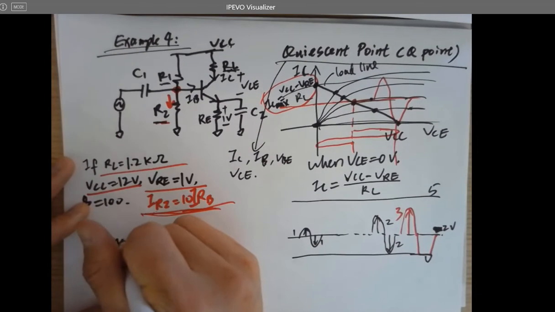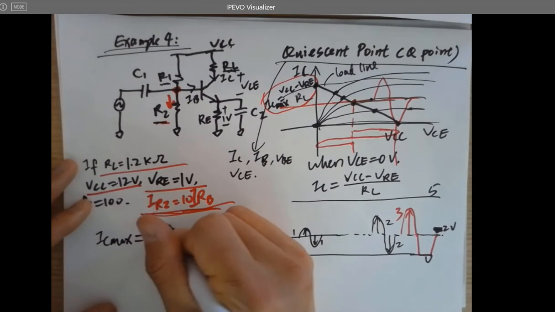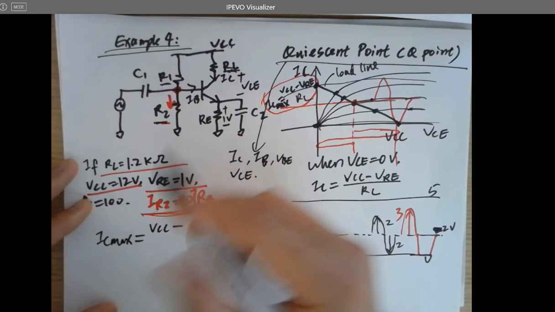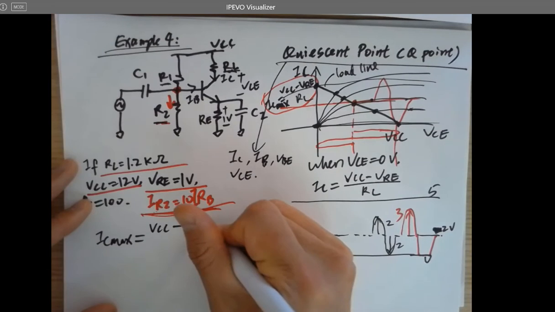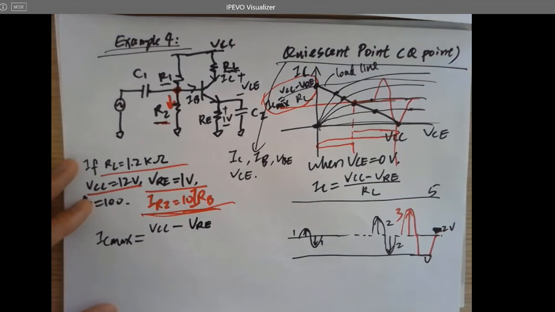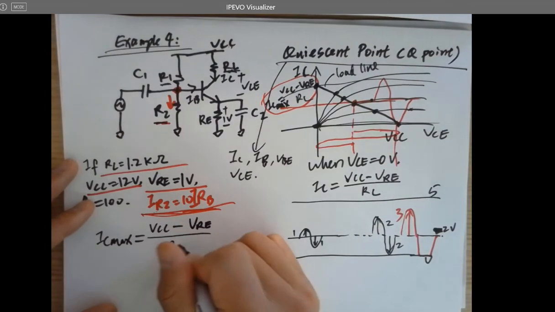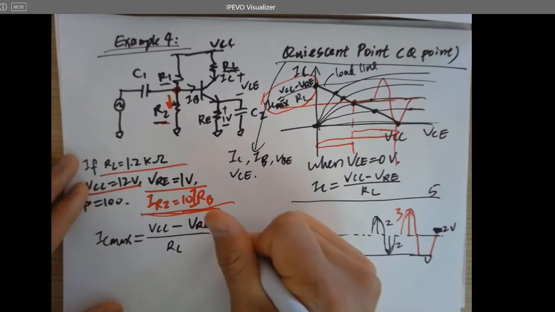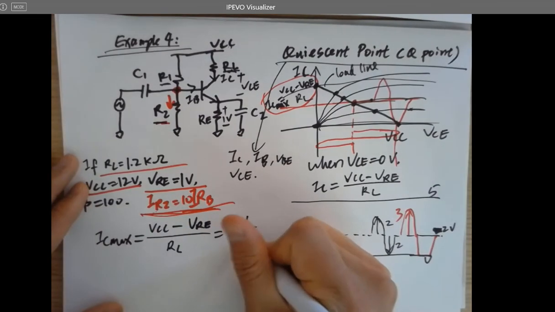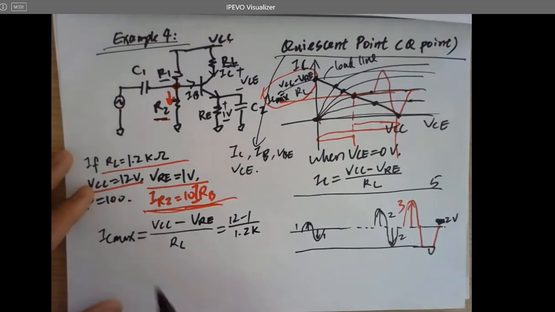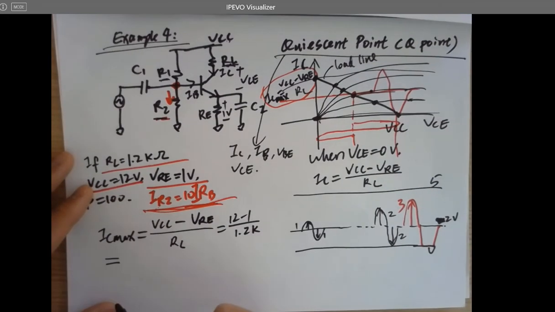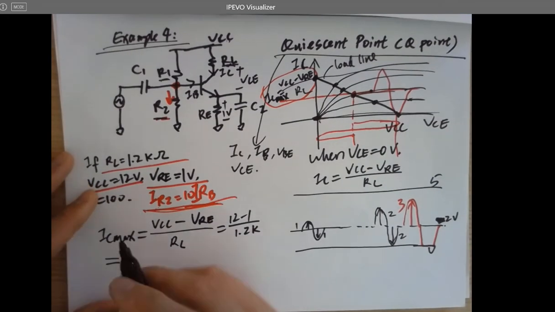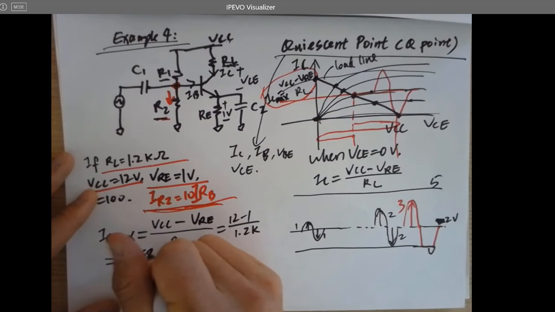IC max equals VCC minus, since VR is given, which is 1 volt, over RL, which is 12 volts minus 1 volt over RL, which is 1.2K. So here IC max is 4.58 milliamps.